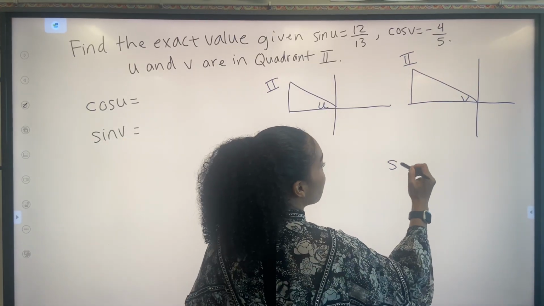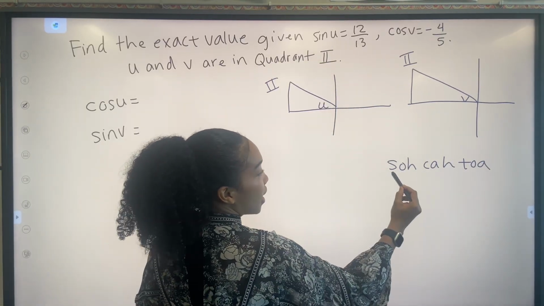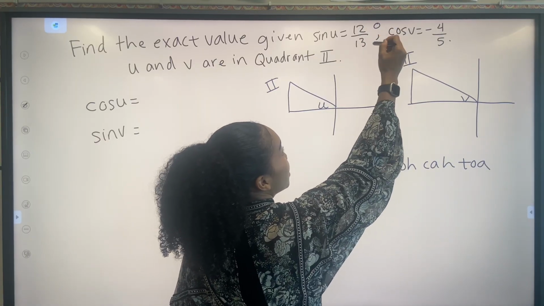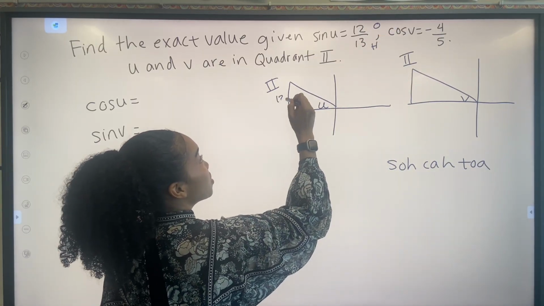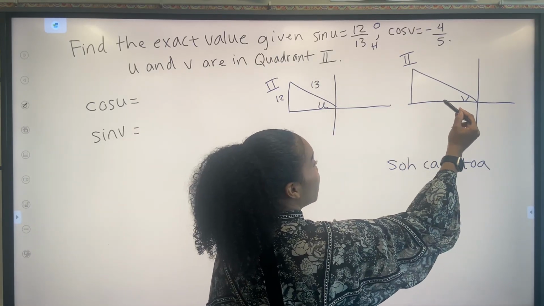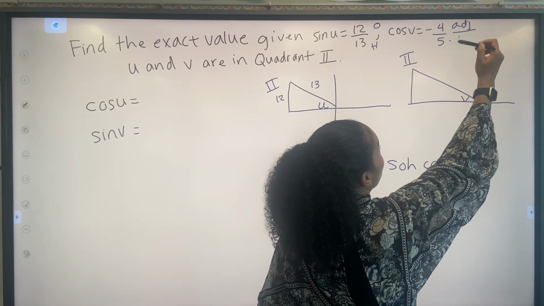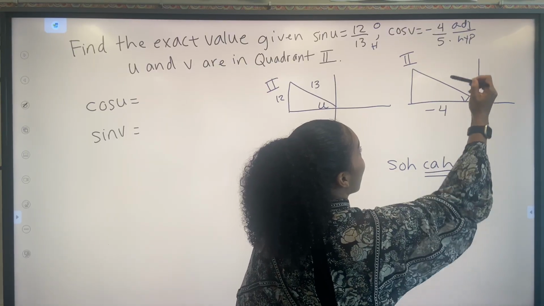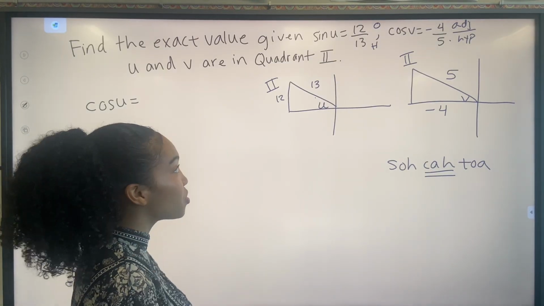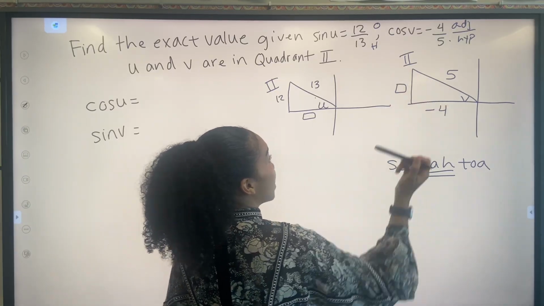Now remember SOHCAHTOA. I'm given sine. Sine is opposite over the hypotenuse. So the 12 is your opposite, 13 is your hypotenuse. So 12 is the side opposite from angle u, and 13 is the hypotenuse. Over here, cosine is adjacent over the hypotenuse. So this is the adjacent side and this is the hypotenuse. Your hypotenuse is always positive. So go ahead and do Pythagorean theorem to find these missing sides. Ready, go.